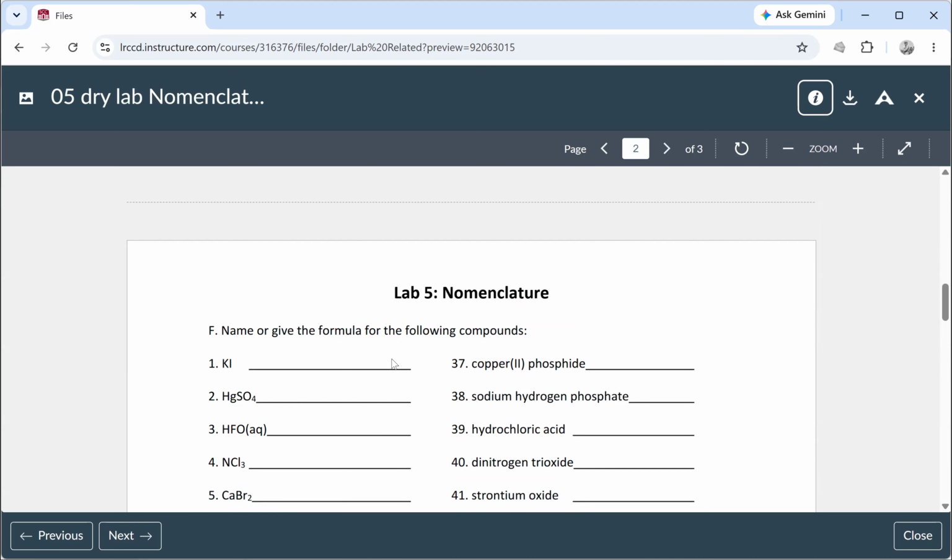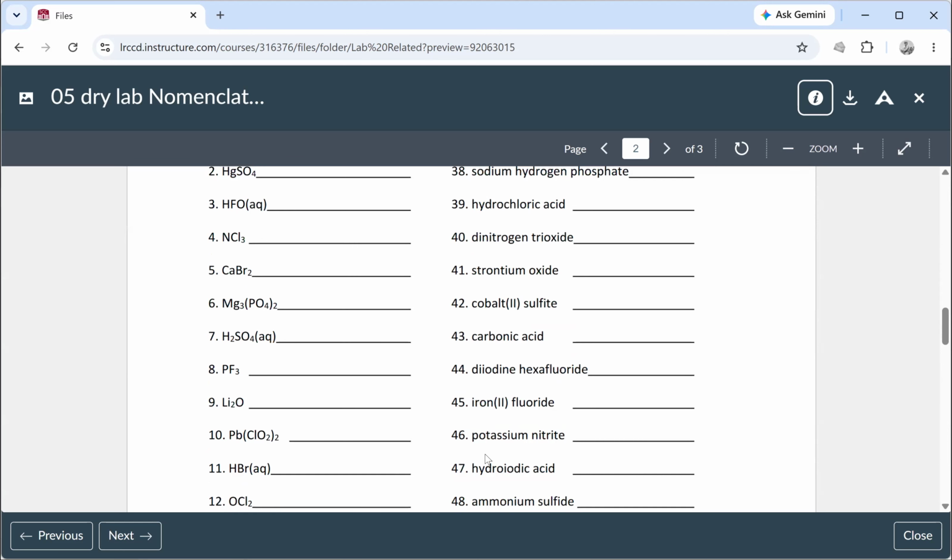Basically you're just going from formula to name to formula. And you need lots of practice doing this. And here's an AQ, so you wouldn't do that one. Here's an acid, so you wouldn't do that one. We'll cover the acids when we get to the acids and bases subunit.